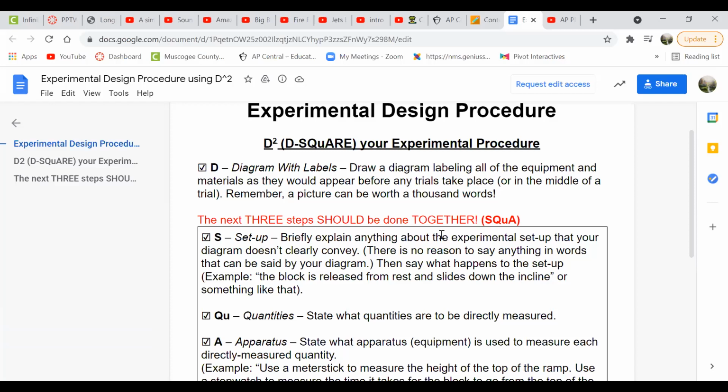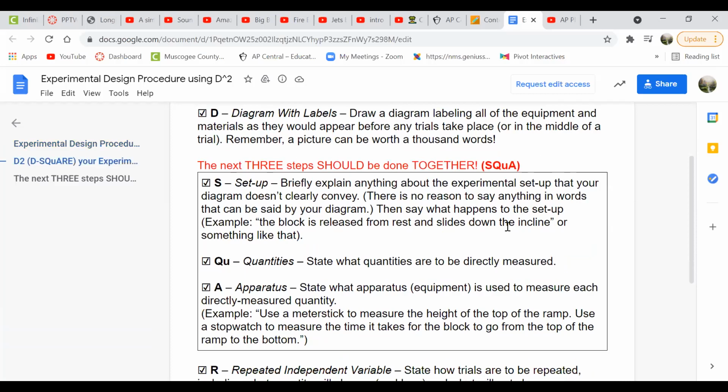All right. The next thing we do, you should do all 3 of the next things together. SQU is one thing, and then A. So what you're going to do is describe the setup, which is briefly explain anything about the experimental setup that your diagram does not clearly convey. There's no reason to say anything in words that can be said in your diagram. So your diagram can save you time.